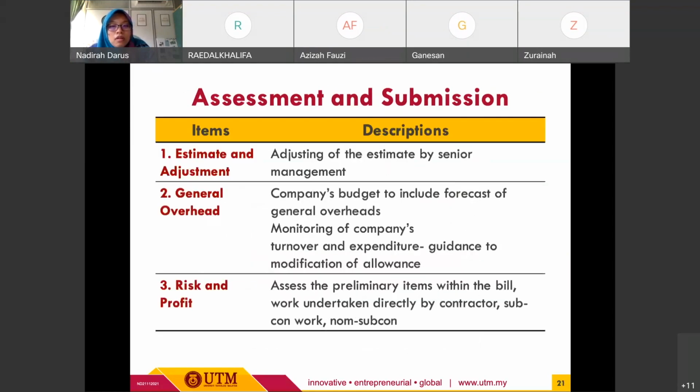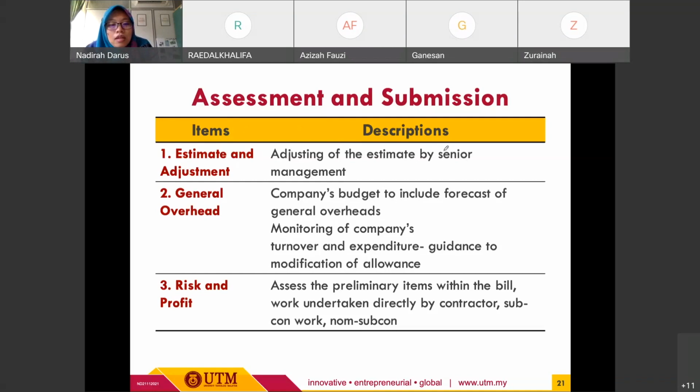Okay, for the first one, assessment on the estimate and adjustment. It's basically a process or a stage where, if there is a need to adjust the estimation value, that will be checked and adjusted by the senior management who have the right or responsibility to do so. So that will be checked and assessed by this party.